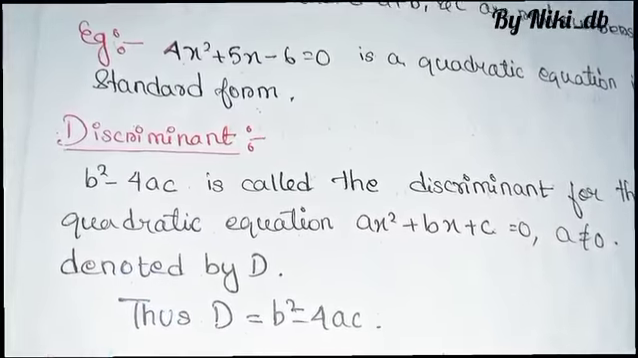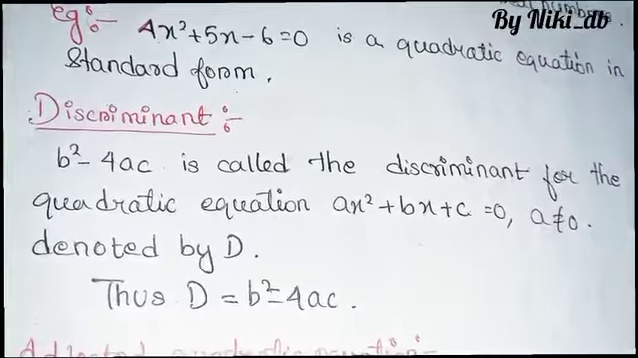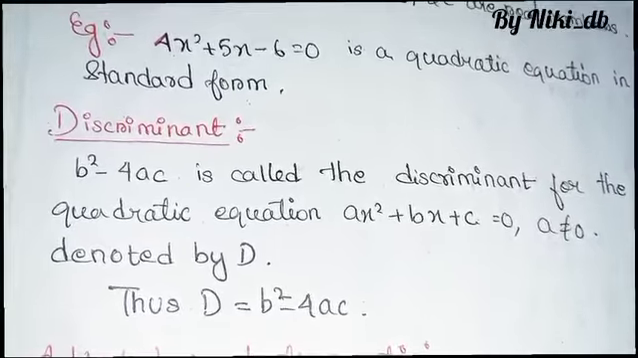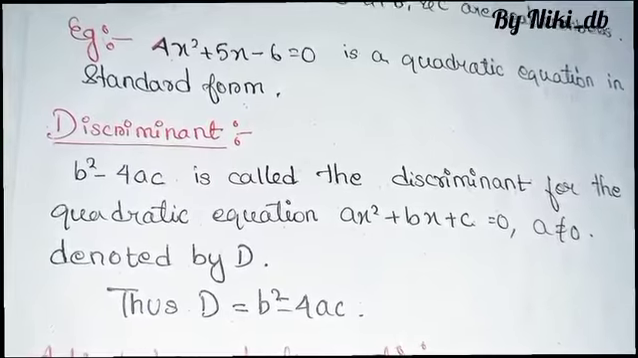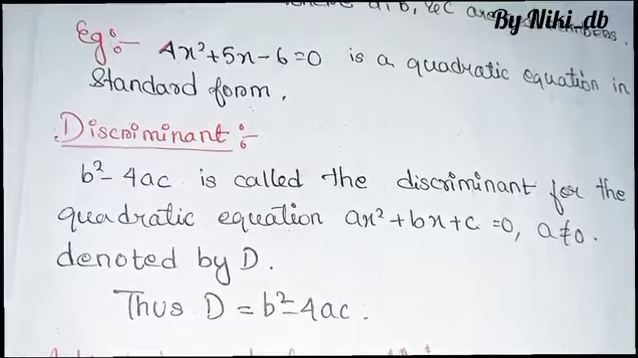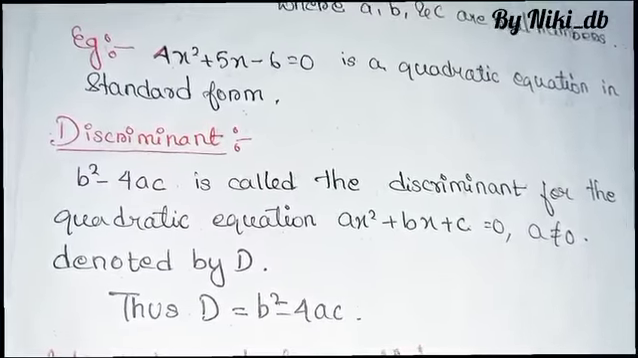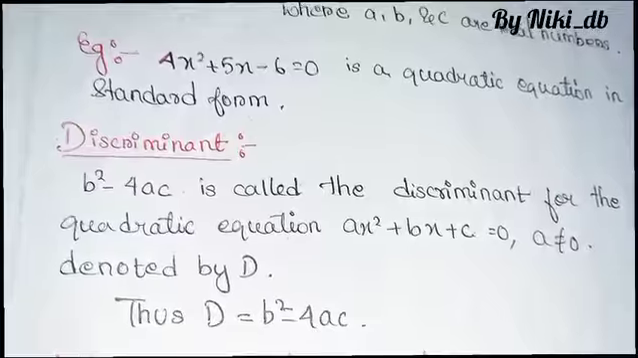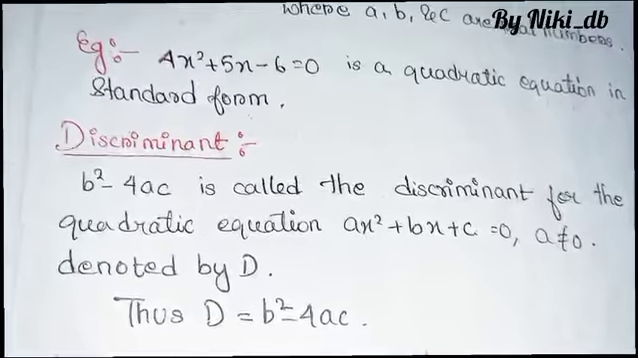B square minus 4ac is called the discriminant of the quadratic equation ax square plus bx plus c equals to 0, a is not equals to 0. The discriminant is denoted by d. Thus d equals to b square minus 4ac.